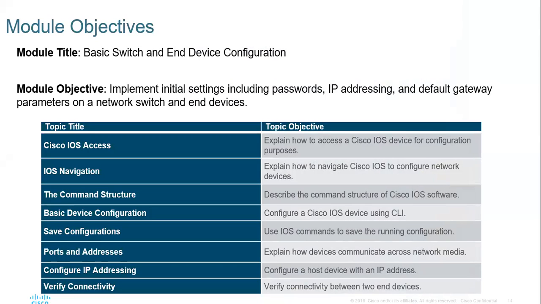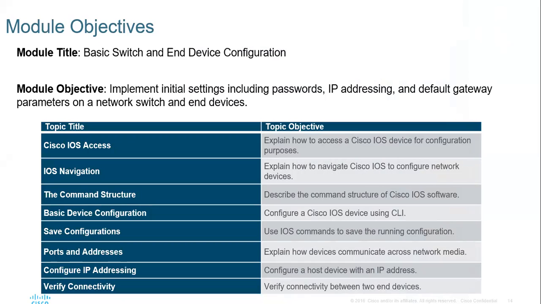So this module has the objective of implementing initial settings, including password, IP addressing and default gateway parameters, on a network switch and end devices.